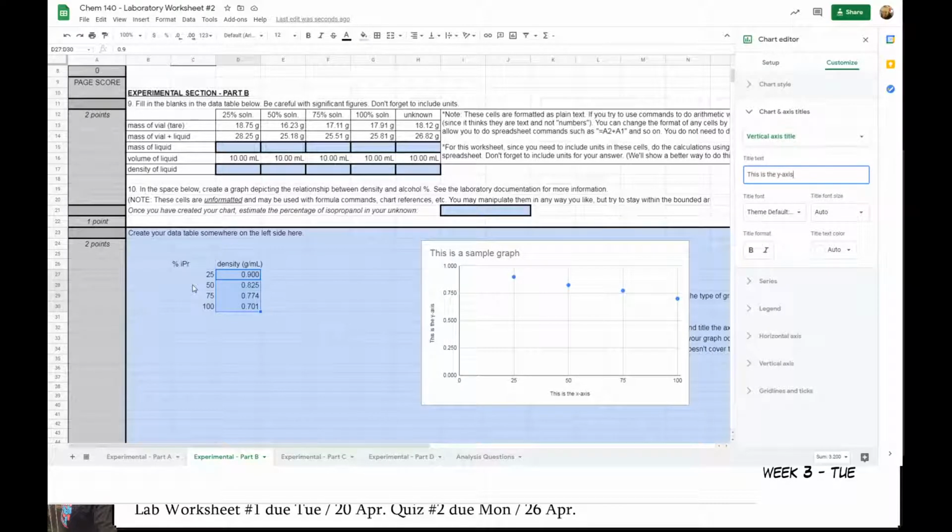Okay, so one direction will be more relevant to what the other thing needs, and that's the thing that you should plot on the x-axis. So in this case, that's isopropanol.